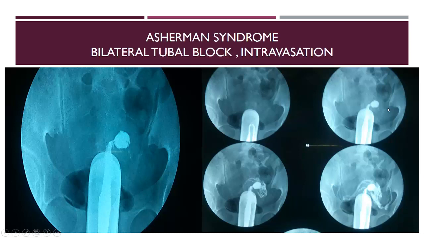Both fallopian tubes are blocked, and in this case I can say that they are blocked because there is intravasation, there is a small cavity of the uterus. In the presence of this synechia, I could think that they are blocked and not non-visualized as I always see.